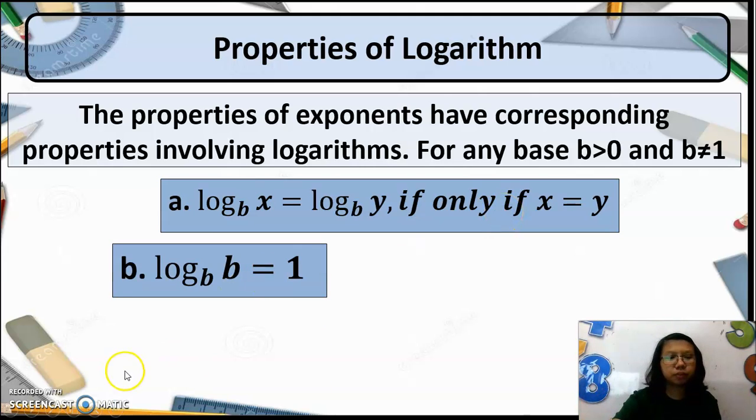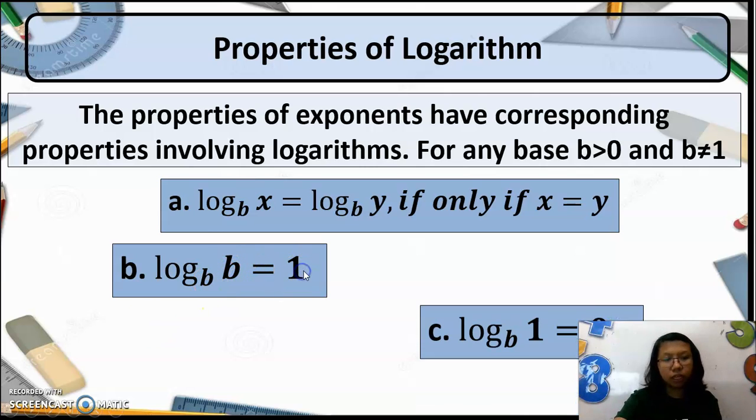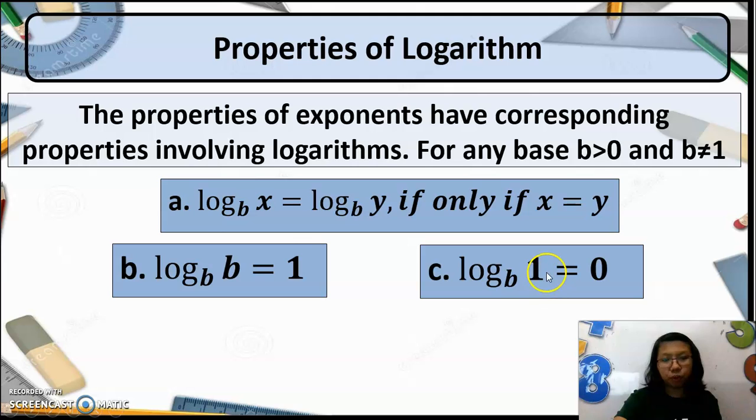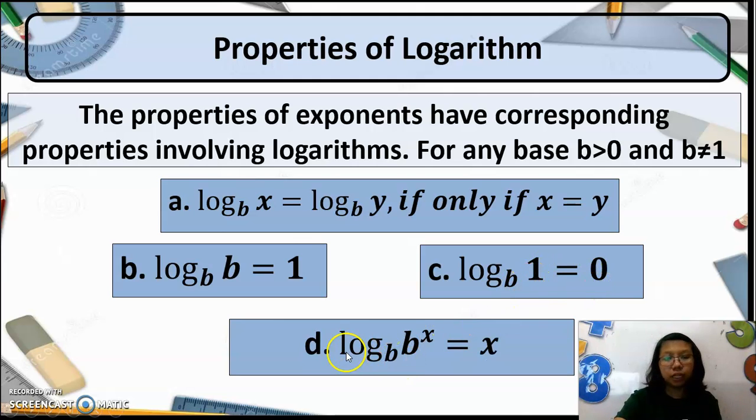Okay, next one. Logarithm of b to the base of b is equal to 1. Next, logarithm of 1 to the base of b is equal to 0. And then lastly, logarithm of b raised to x to the base of b is equal to x.